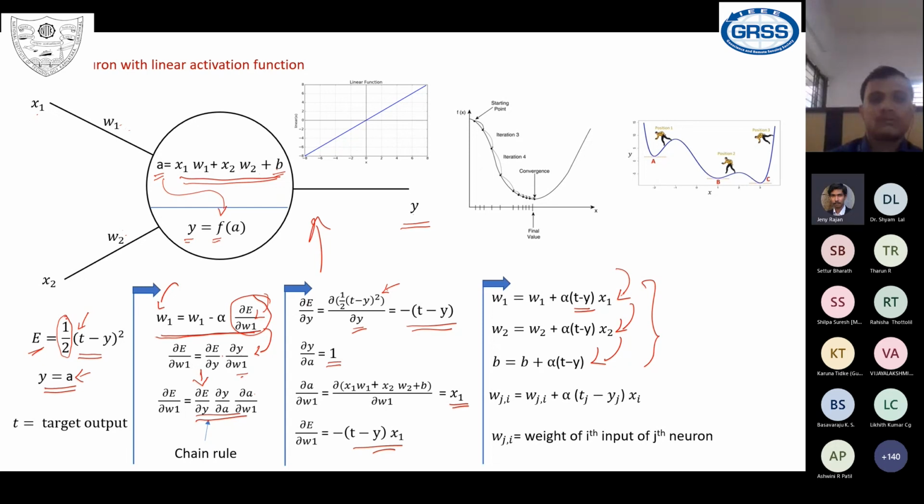Is it clear? If you have any questions, you can ask. Sorry? Sir, can you quote some real-time examples for designing this model?